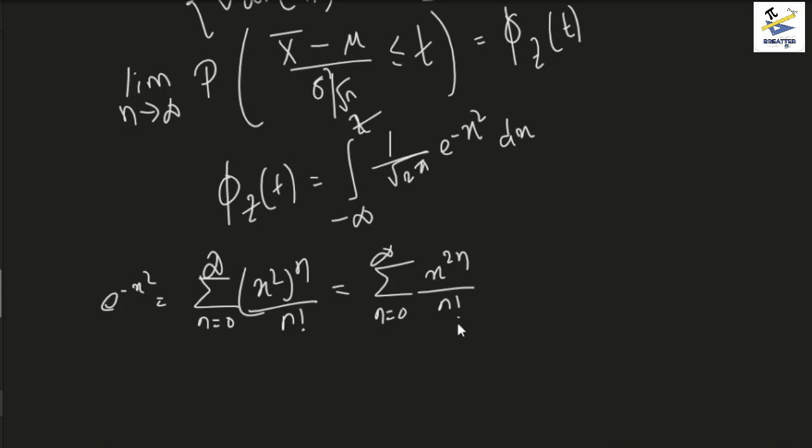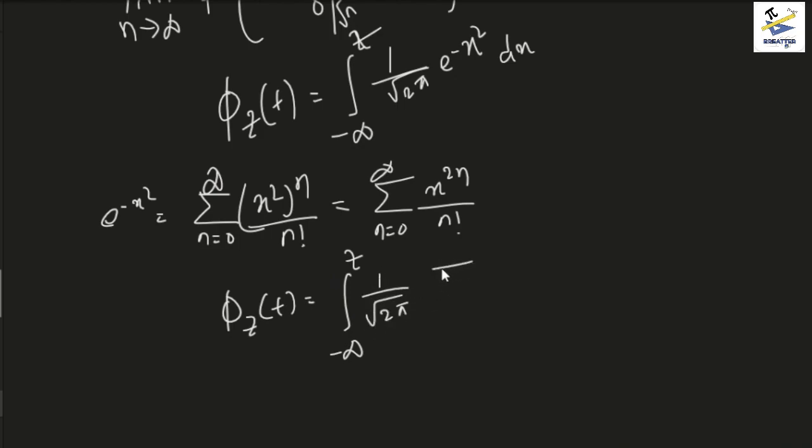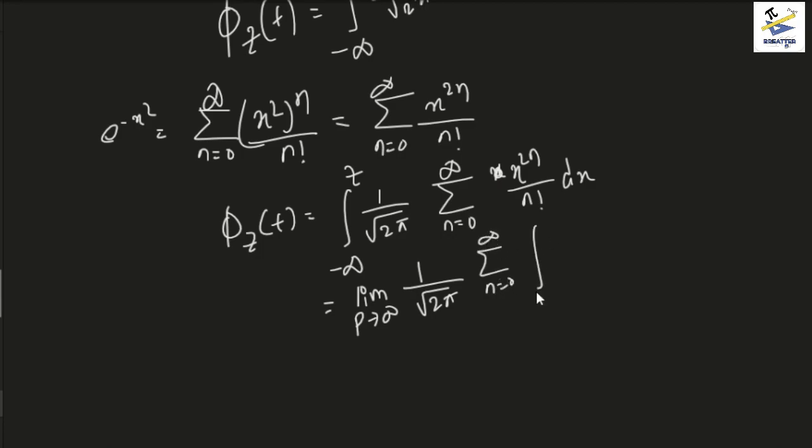Now after we have done that, we can use it inside the definition of the standard normal CDF as follows. This should be x to the power 2n by n factorial dx, right? And this is how we work with it. Now what we can again do is write this as the limit as p tends to infinity of 1 by root over 2 pi, the summation of n equals 0 to infinity, integral from minus p to t of x to the power 2n, with the 1 by n factorial, dx.